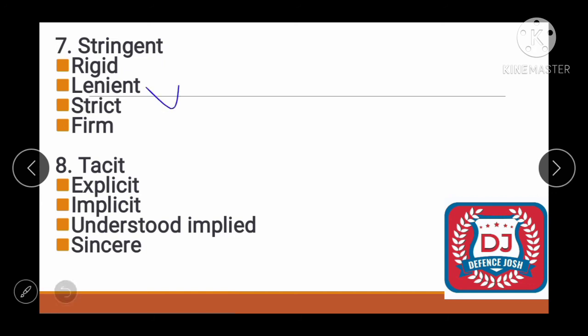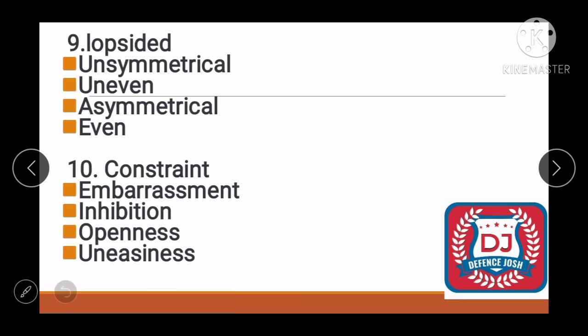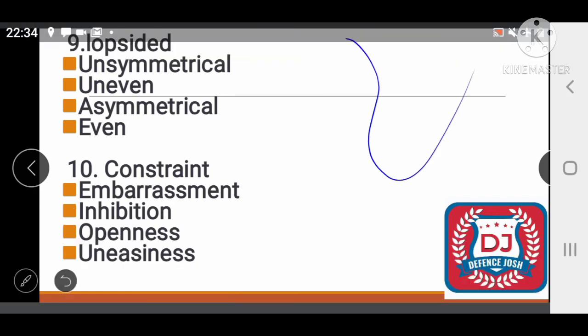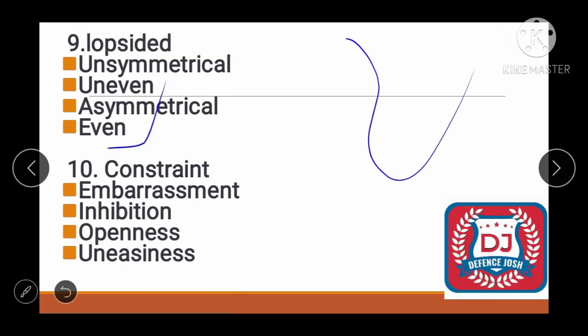All right. Next one is tacit. Tacit opposite would be explicit, because explicit means क्या होता है, directly करना कोई चीज. Okay. So tacit means implicit, indirectly. So opposite would be explicit. Next is lopsided. Lopsided means क्या होता है, एक साइड को ही झुका हुआ. So opposite would be even. All right. Constraint means inhibition. So opposite of inhibition is openness.